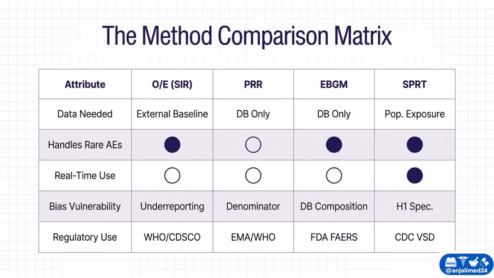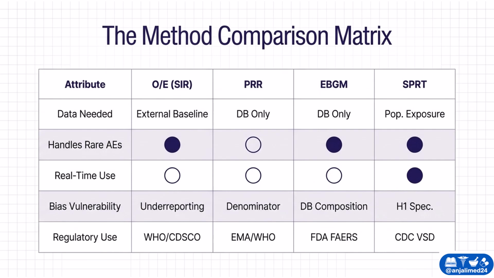O over E, or standardized incidence ratio analysis, requires external epidemiological baseline data. This means it depends on real world background incidence rates from the general population. In contrast, PRR and EBGM are internal database mining methods. They work entirely within the pharmacovigilance database itself and do not require external baseline incidence information. SPRT, however, depends on population exposure data because it continuously monitors the accumulating reports over time in relation to the vaccinated populations.